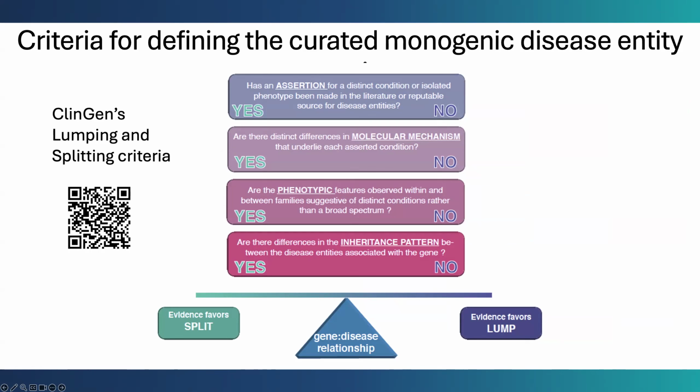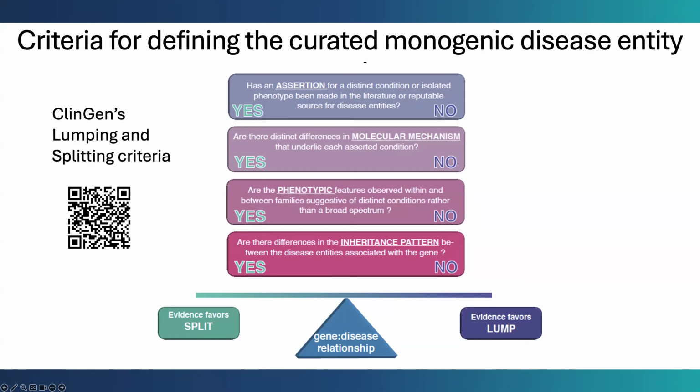We look at those 4 criteria, looking at assertion. Again, assertion, understanding that there's bias in the literature. We all want to say something's novel. That's how it gets published. So we need to scrutinize past that assertion, but we still need to recognize what's been said in the literature. Then we go on to molecular mechanism, and that really should be the basis for many of our decisions on lumping and splitting. Is there a true mechanistic difference between these two entities?